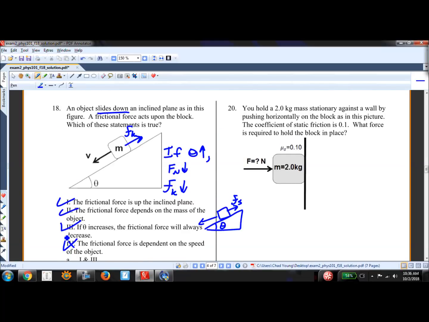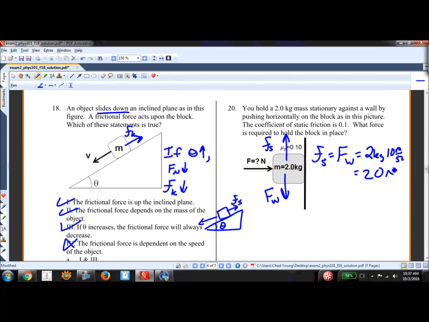You hold a 2 kilogram mass stationary against a wall by pushing horizontally. The coefficient is there. What force is required to hold the block in place? Well, the force that's required to hold the block in place is my static friction, and it has to equal the weight. So the static frictional force must equal the weight, which is going to be 2 kilograms times 10 meters per second squared, or 20 newtons.